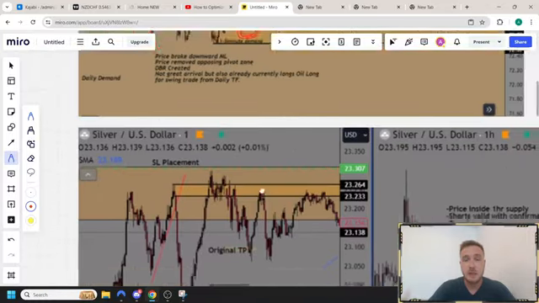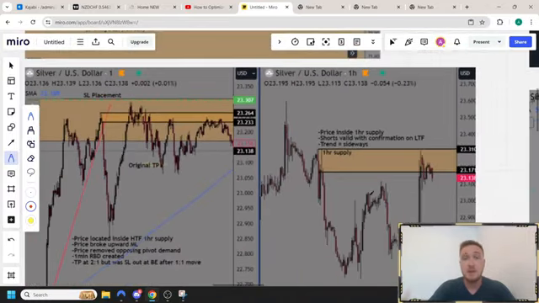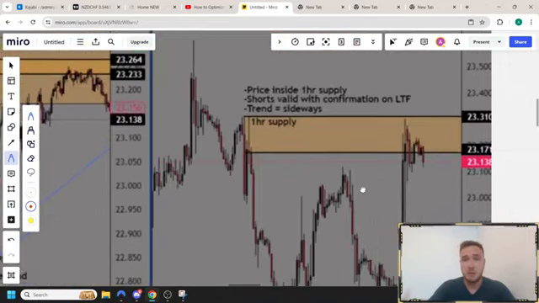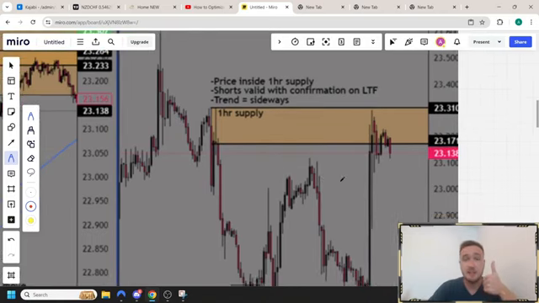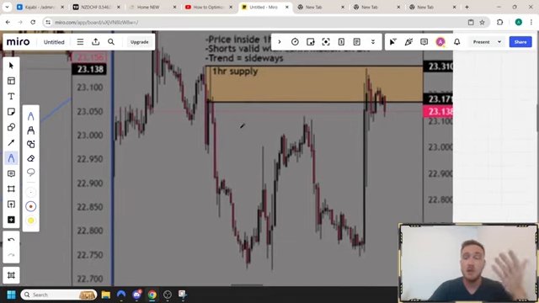Let's move on to a sell position, okay? So on this one, this is silver. All right, we start off looking at areas of interest. Where do we want to be looking for buying or selling opportunities? We have prices pulling back into this area of supply. What do you notice about this area of supply, guys?